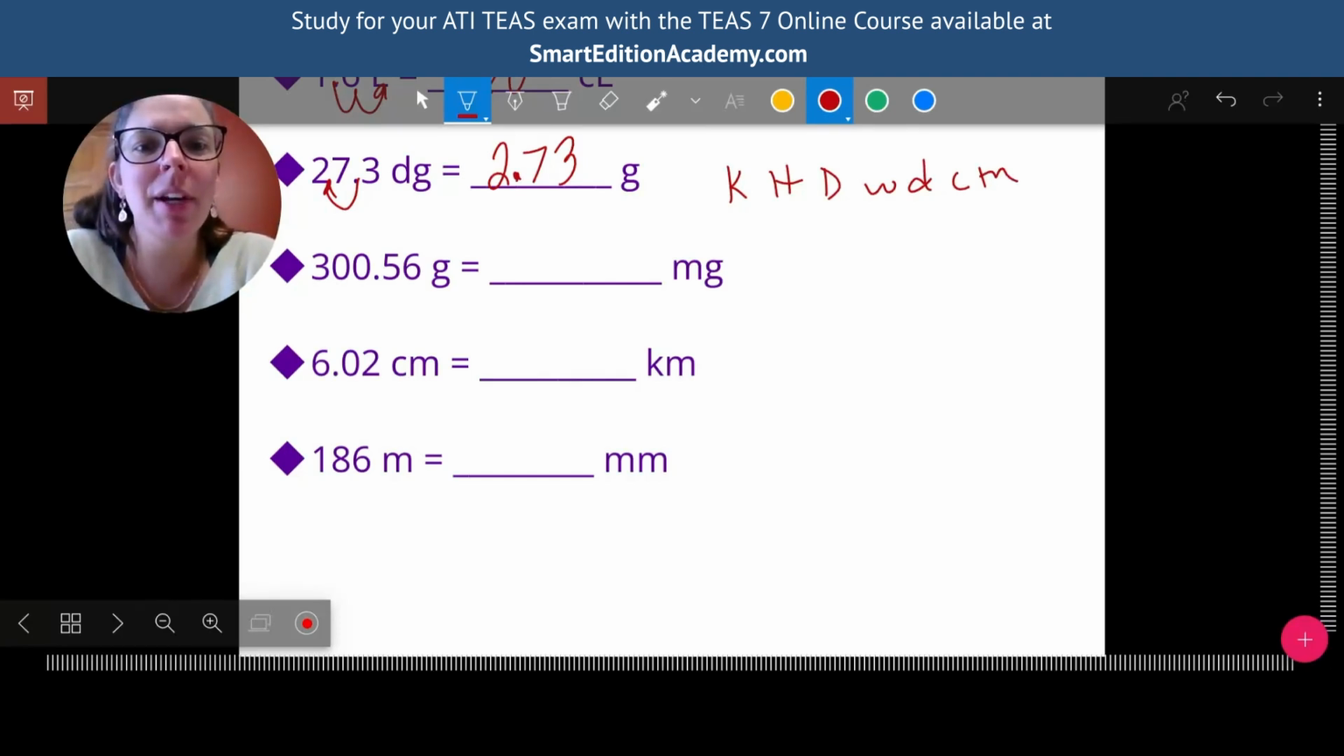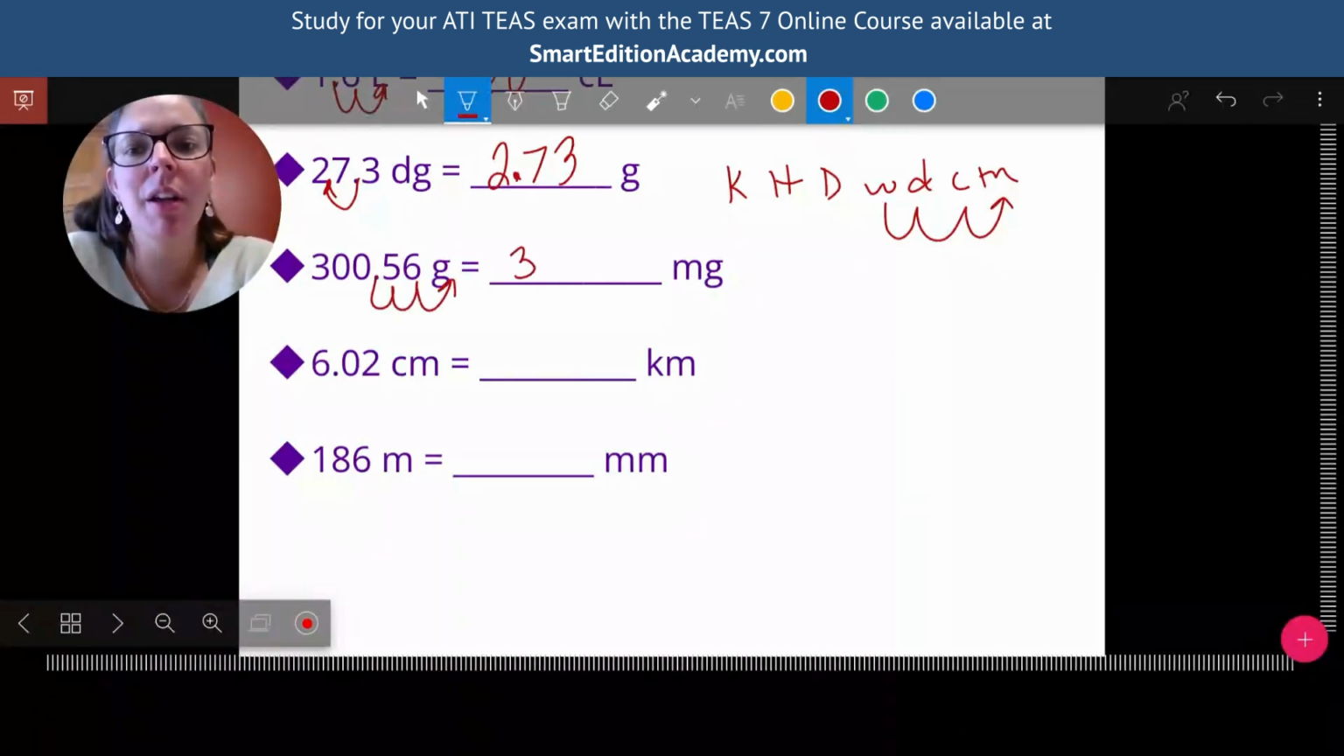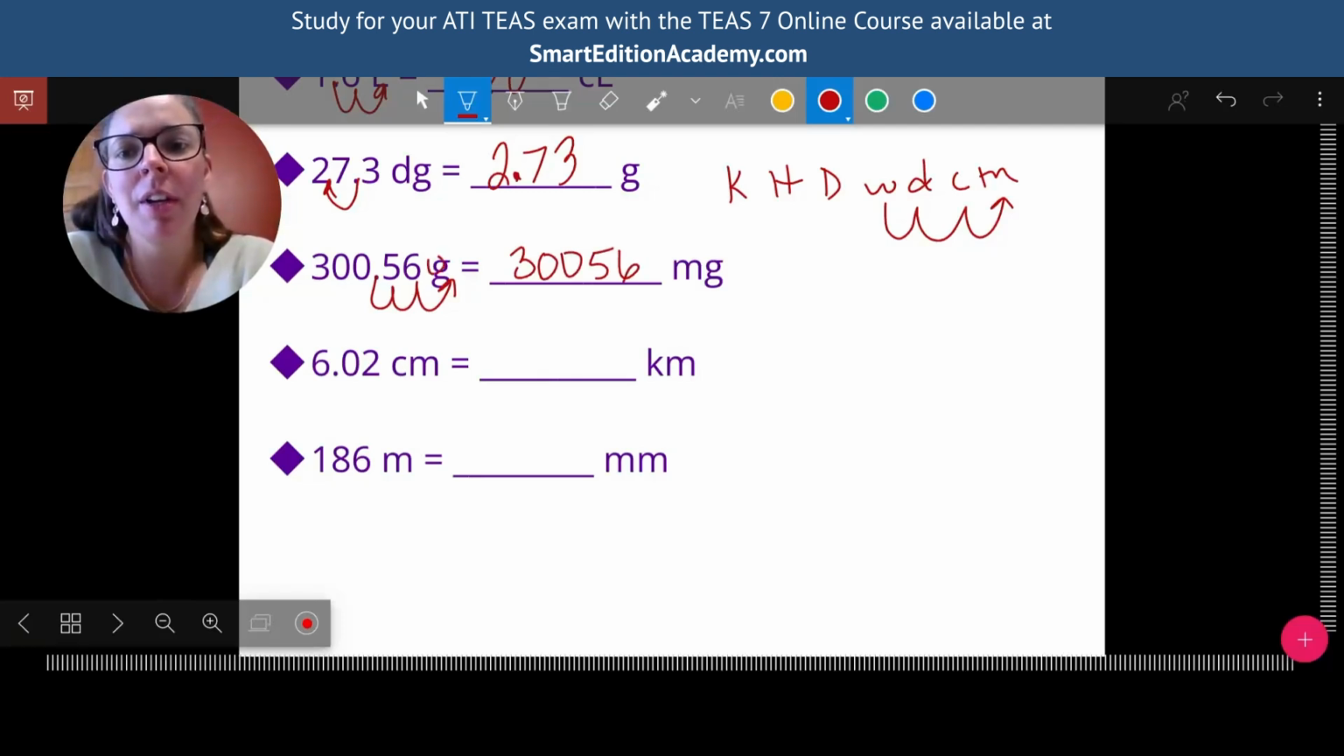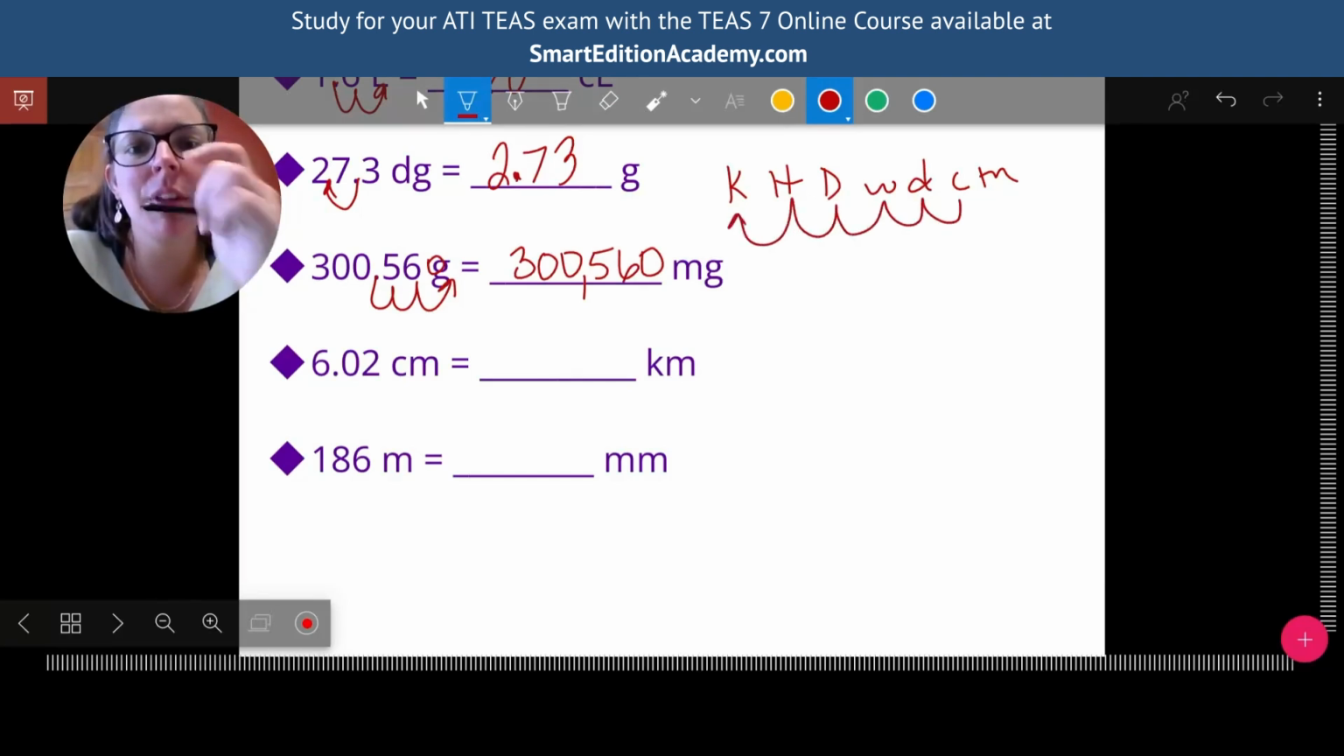So grams to milligrams, 1, 2, 3 to the right. So this would be 3, 0, 0, 5, 6. Notice I have to fill here. The empty space gets a 0, a placeholder, and that would be 300,560 milligrams. Okay, let's go from centimeters to kilometers. 1, 2, 3, 4, 5 to the left.